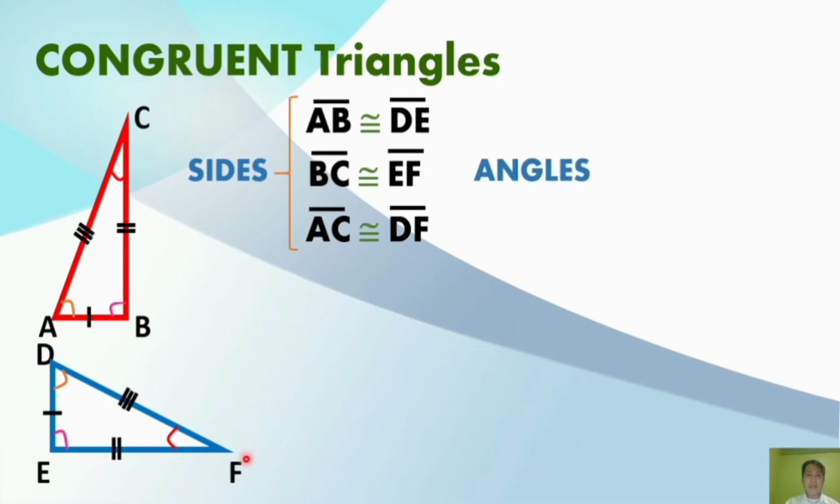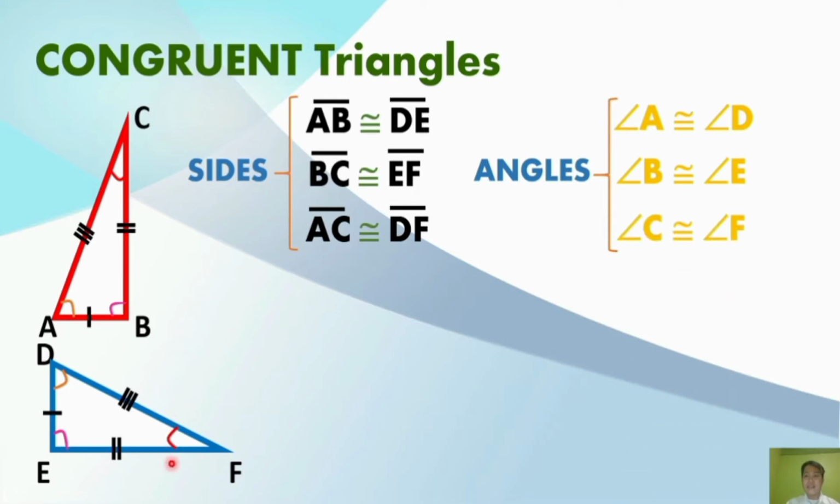How about the 3 pairs of corresponding angles? Let us start with angle A. Angle A corresponds with angle D. So we have angle A is congruent to angle D. Second, angle B corresponds to angle E, or angle B is congruent to angle E. And finally, angle C corresponds to angle F, or simply we can say that angle C is congruent to angle F.